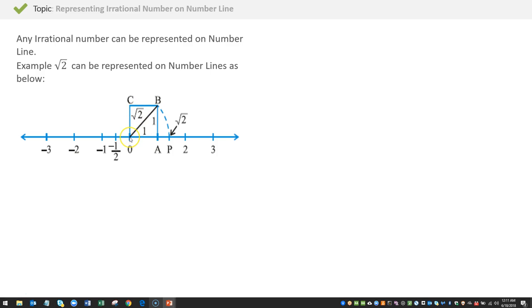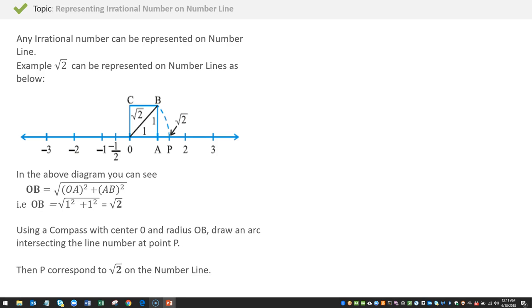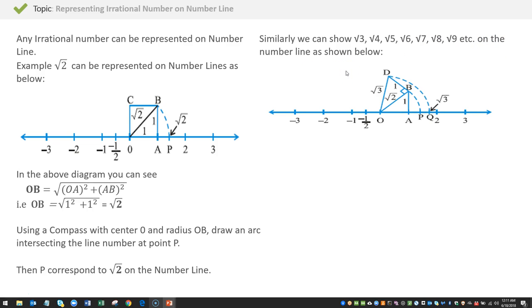Now you take your compass, put it at center O, which is the origin, go to B and draw an arc, and see at what point it is intersecting with the number line. That point gives you the square root value of 2 on the number line. Similarly, we can show square root of 3, 4, 5, 6, 7, 8, 9, and any square root on the number line as shown below.